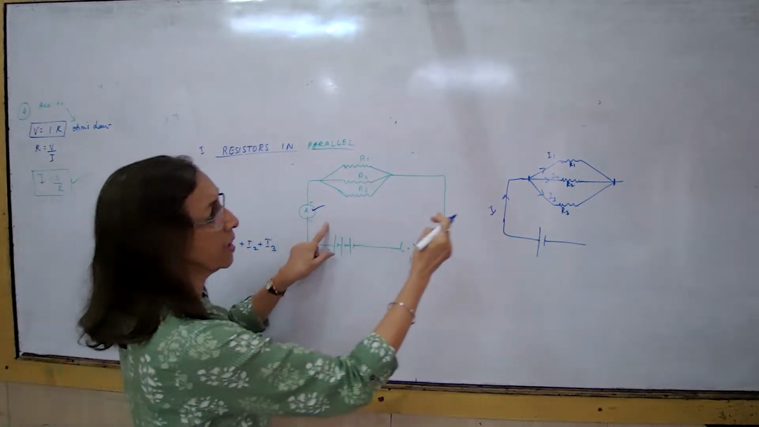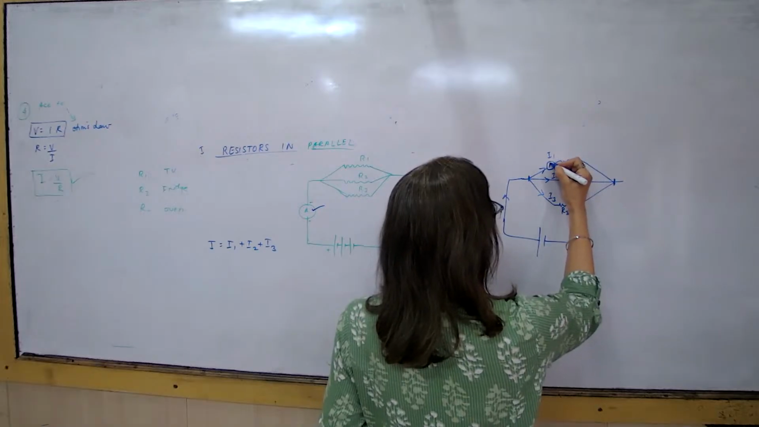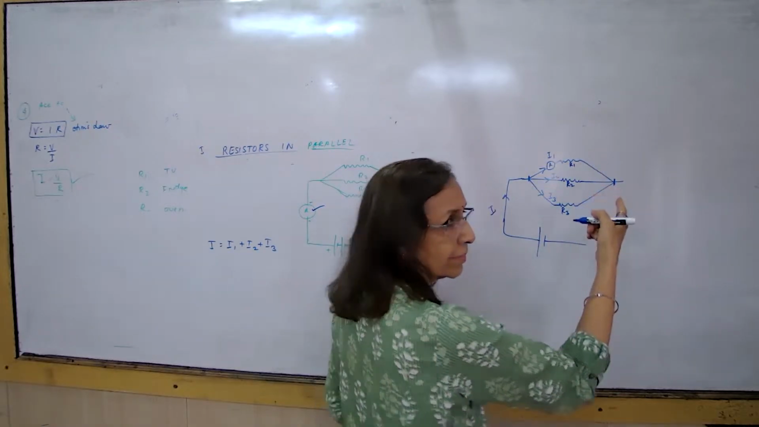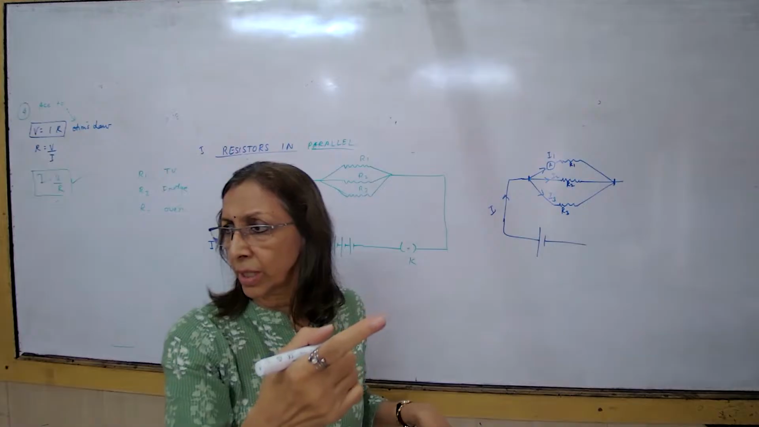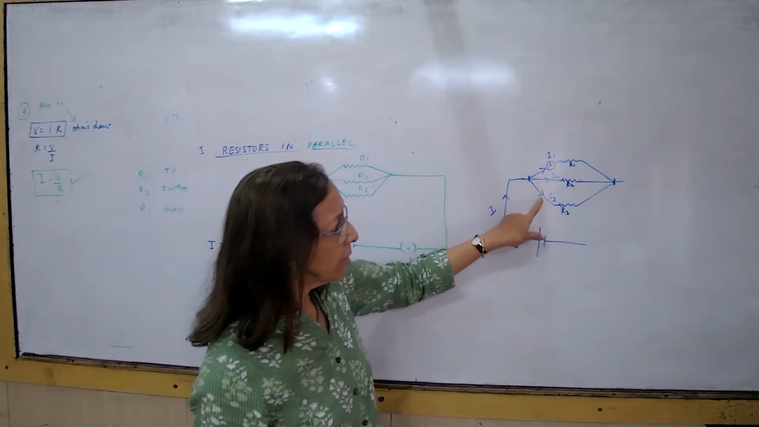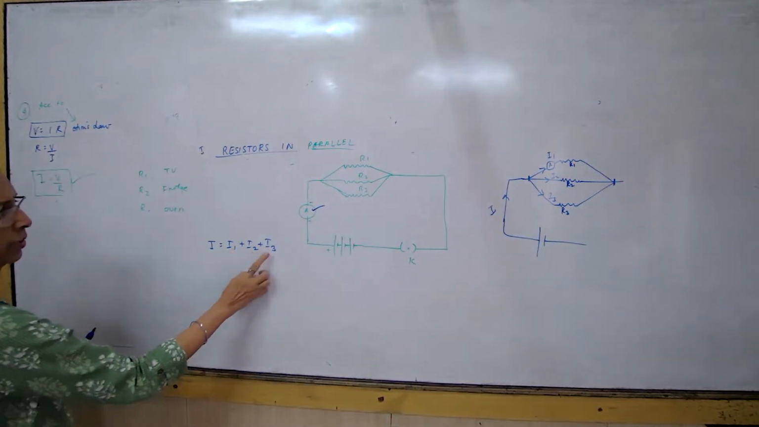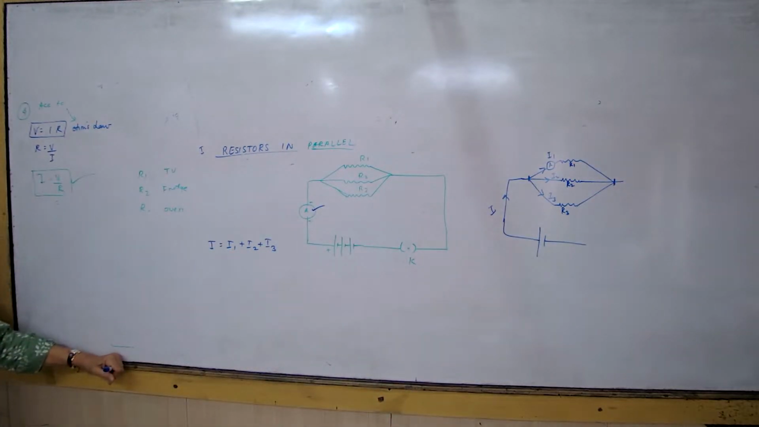How will I know what is I1, I2 and I3? For each one of them here, I'll put an ammeter. I'll measure this. Are you understanding what I'm doing here? Again, I'll take it out, I'll put it here. Again, I'll take it out, I'll put it here. So for each of the branches, I will have I1, I2 and I3. Is that okay?